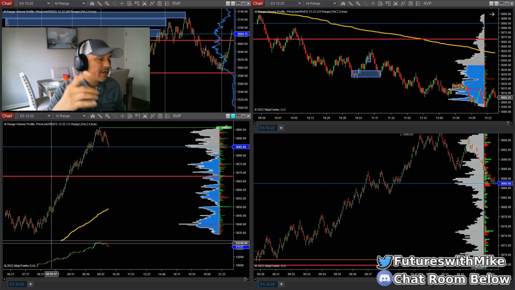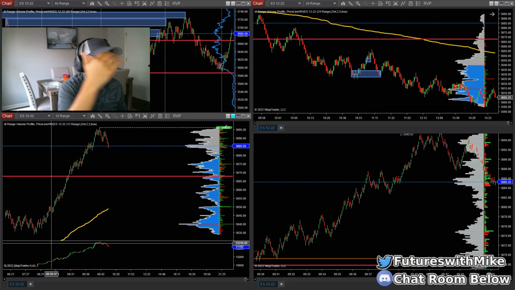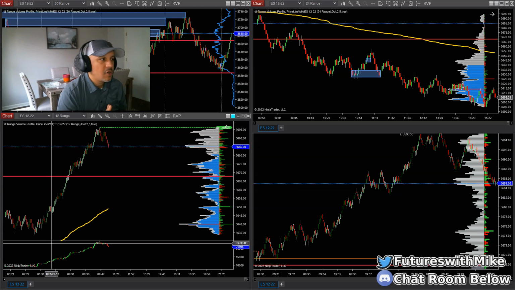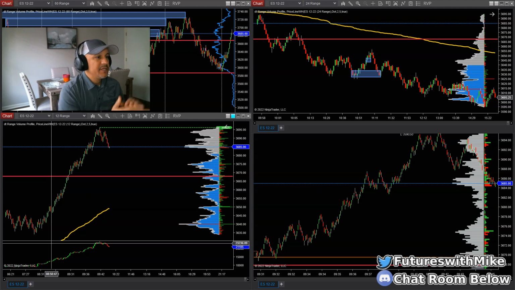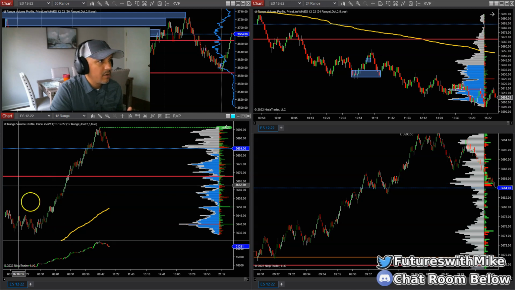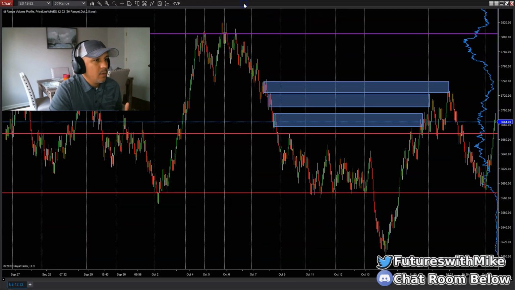Now, before we get started, I always like to take a look at the higher time frame. And for me, I trade using range charts. So my higher time frame, as you can see here, this is a 4-panel layout. I like looking at the 60 range chart.